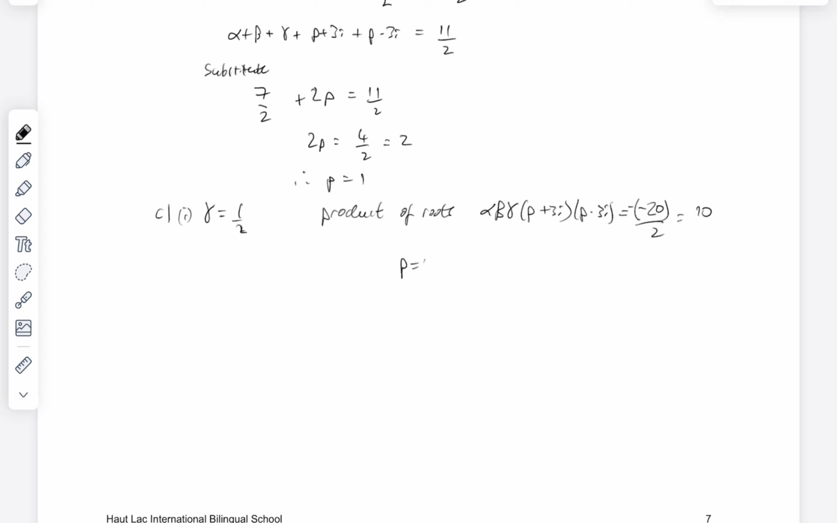But we already found that p equals 1, so we get alpha beta times a half. And this is 1 plus 3i times 1 subtract 3i, which is 1 squared plus 3i subtract 3i subtract 9i squared. So that's 1 plus 9, which is 10. That means that alpha beta equals 10 over 5, which is 2.